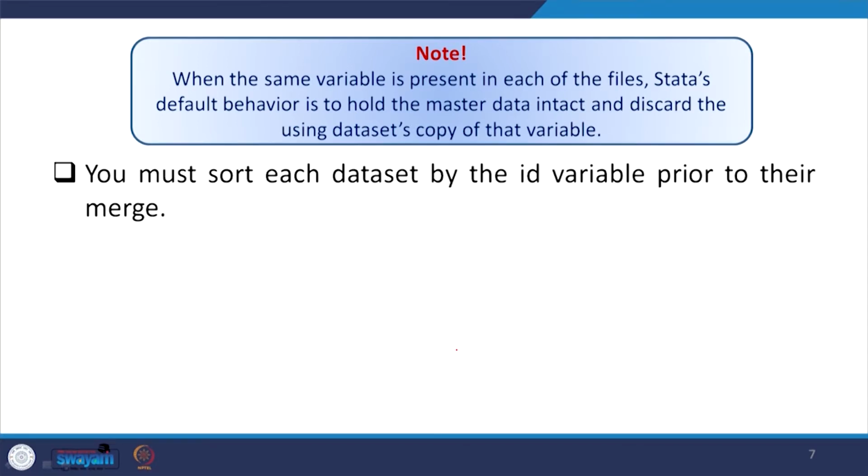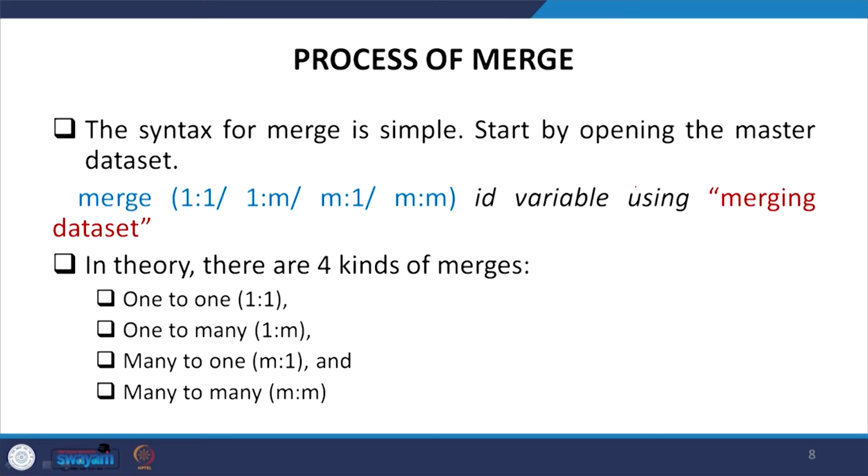You must sort each data set by the ID variable prior to the merge, that is very important. Sort has to be done for each data set by the ID variable. So, the ID variable we are emphasizing once again. What is that ID variable? You can get the information from the report also. They give the information in their report as well. You can also test whether it is uniquely identified or not based on some information.